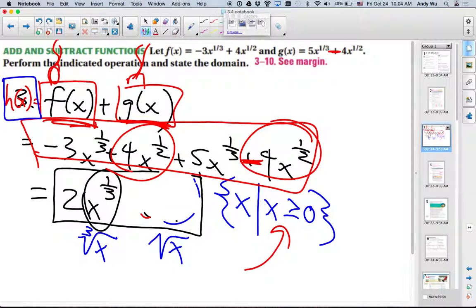H of x is a new composite function we're trying to create. And the goal is that h of x will have the effect of f and g together. That's our goal of h. However, h is really defined by this. H is not defined by that. This is a simplified version of h. H is actually this. Does that make sense so far?